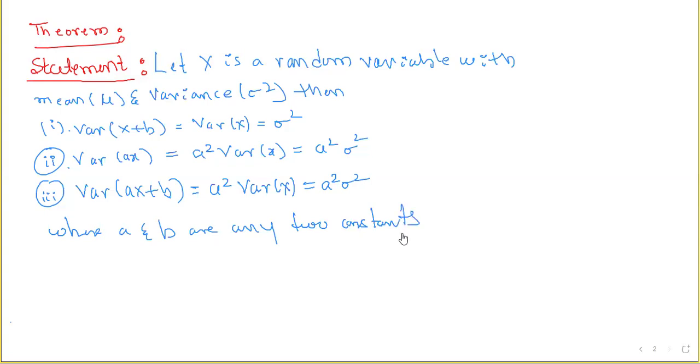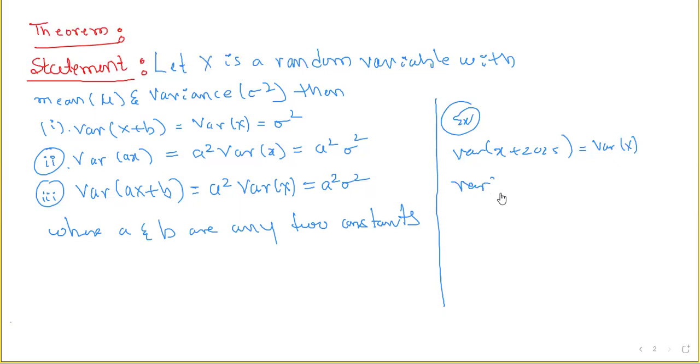So here we are going to prove this theorem, right? What the theorem says: if x is any random variable, it may be discrete or it may be continuous, and if it has mean mu and variance sigma square, then the following properties hold good. The first property, variance of x plus b, is equal to only variance of x. For example, variance of x plus 2025 is equal to variance of x only, right? Because a and b are any two constants, it neglects the constant.